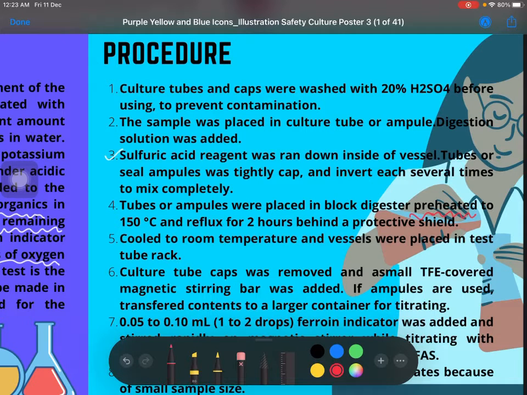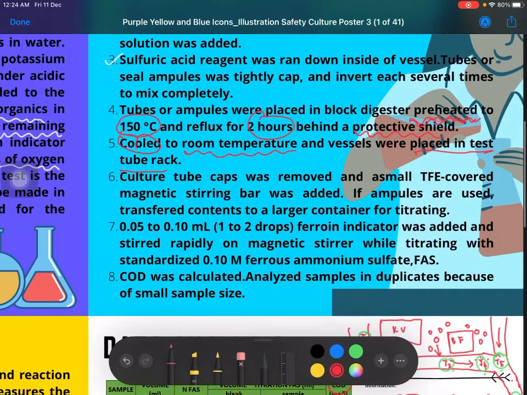Third, place tubes or ampoules in a block digester preheated to 150 degrees Celsius and reflux for 2 hours behind a protective shield. Cool to room temperature and place vessels in a test tube rack. Some mercuric sulfate may precipitate out, but this will not affect the analysis. Remove culture tube caps and add a small covered magnetic stirring bar. If ampoules are used, transfer the content to a larger container for titrating.